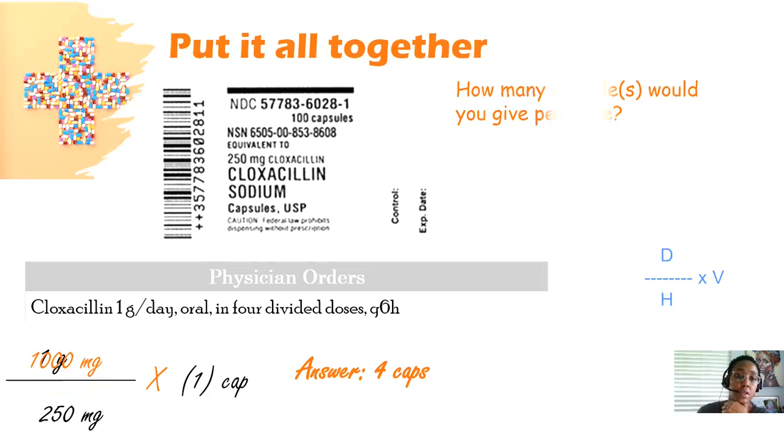All right. So secondary question, how many capsules should you give per dose? Okay. So remember, the order was in a daily dosage, but how much are we going to give every 6 hours? And the answer is 1 capsule. So it's very important to pay attention to the frequency and to how the order is written. So the order was 1 gram per day in 4 divided doses, but per dose, the frequency is every 6 hours. So the dosage you're going to give per dose is 1 capsule.